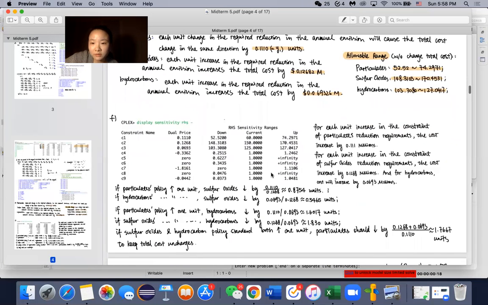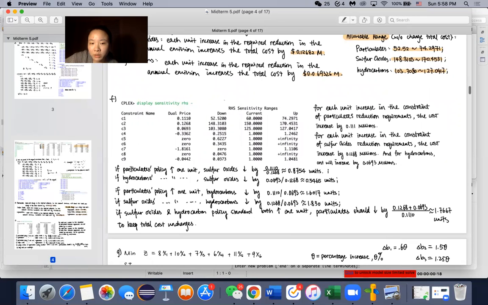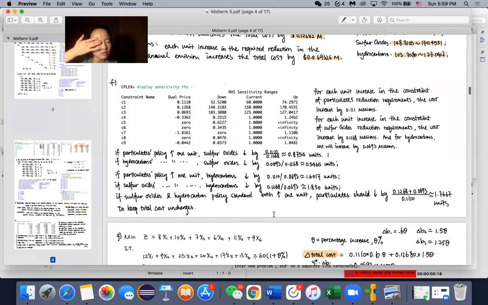For part F, it asks if the particulate policy increased by 1, how much the sulfur oxide needs to decrease by to keep the total cost unchanged. And these are the other conditions.